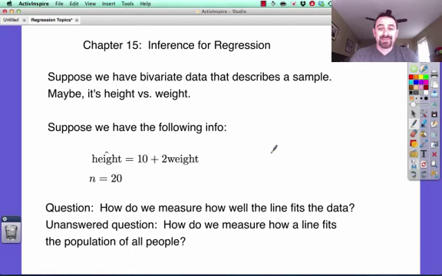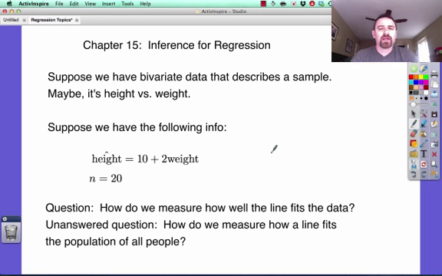Okay, so this is the last topic of AP Statistics. It's called Inference for Regression. So we're going to go back to our knowledge of inference and our knowledge of regression topics together. And let me give you an example here that might help us out to start.